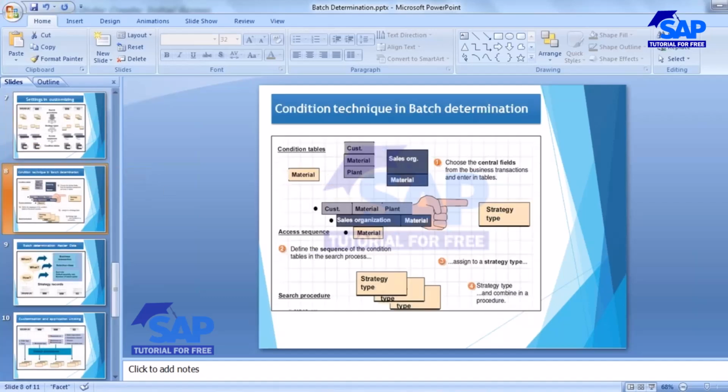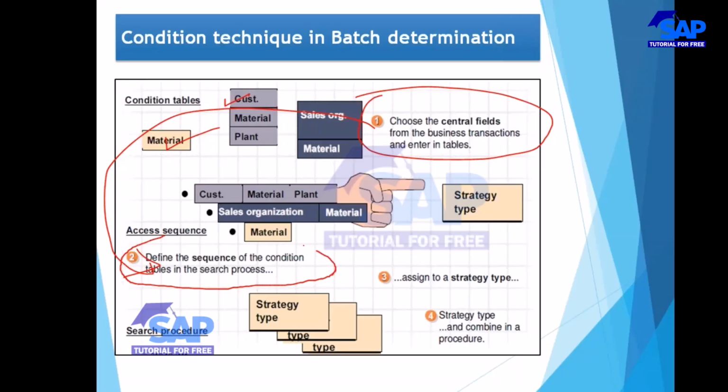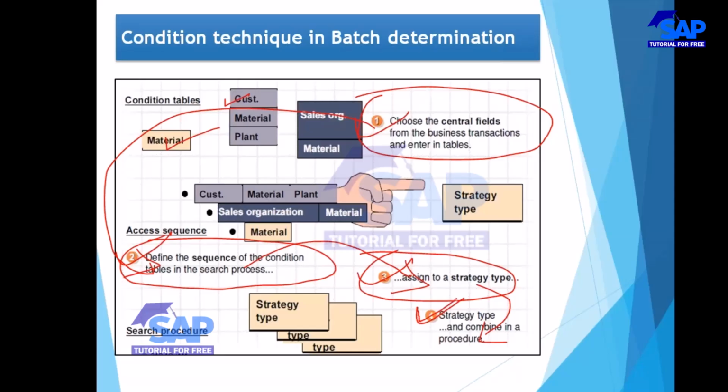So now we are here basically. What I have done: I have created the condition table. First step, the condition table, on the basis of what fields you want to do batch determination. Then we assigned that to the access sequence. Second step, define the sequence in which condition tables are searched. After that, this access sequence is assigned to the strategy type. We have done that. Then this strategy type is assigned to the batch search procedure. Fourth step, 1, 2, 3, 4. We have done all this configuration.